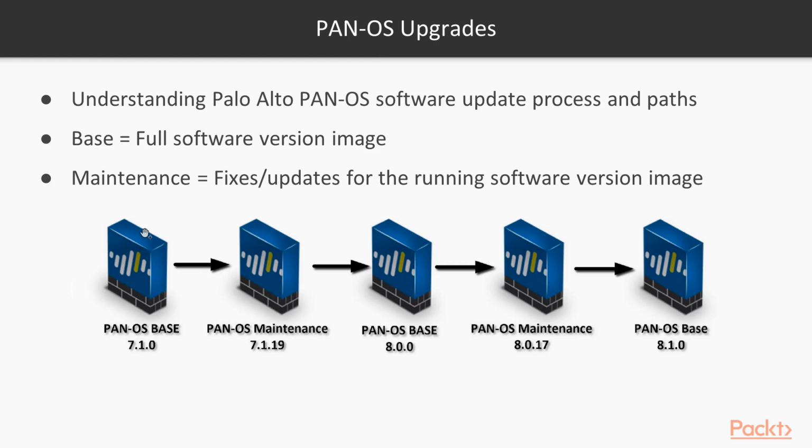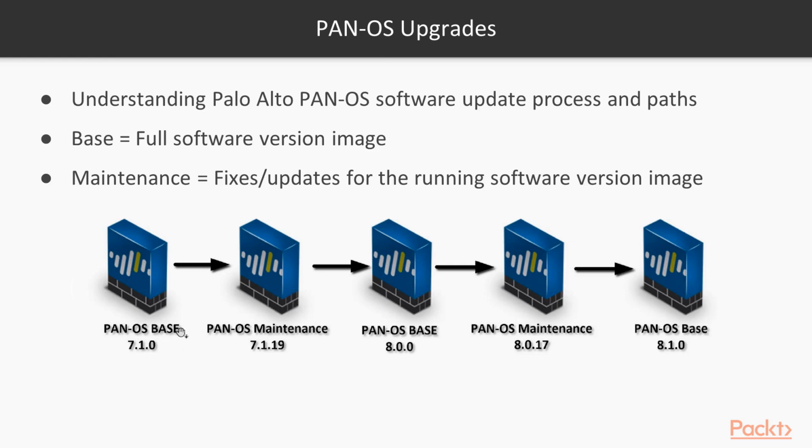So if you take a look at my slide here, I am showing that I have a Palo Alto running 7.1.0. So I am running PanOS 7.1.0. I want to go all the way to 8.1.0. There are two types of Palo Alto software upgrades.